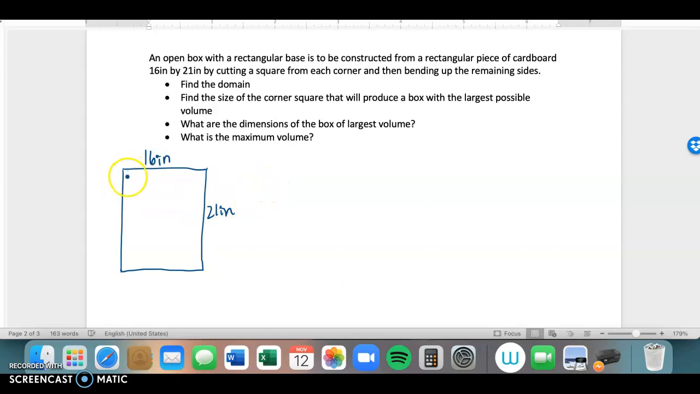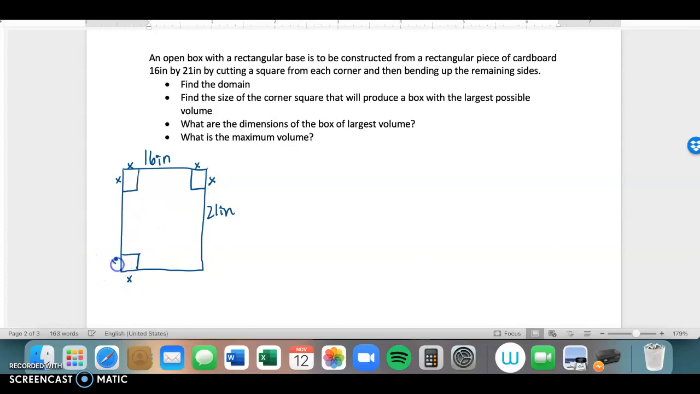Because if you take out a little itty bitty piece, you're not going to have much volume. But if you take out a really big piece, then it's going to be tall and narrow and not going to work. So we are going to take out something in between, this X by X out of each of these sides.